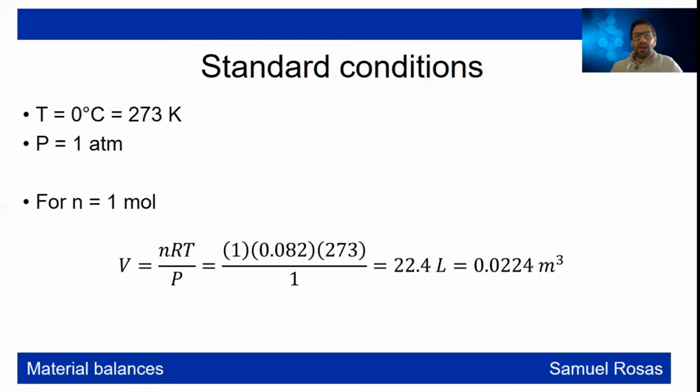And there are some devices that are using standard conditions. The standard conditions is when the temperature is 0 degrees Celsius, which means 273 Kelvin, and a pressure of 1 atmosphere. And if we want the volume that 1 mole of an ideal gas is having, we can solve for the volume, which is nRT over P, plug the numbers, and we're going to find that 1 mole is going to be 22.4 liters at the standard conditions, or 0.0224 cubic meters. And this is for any ideal gas.